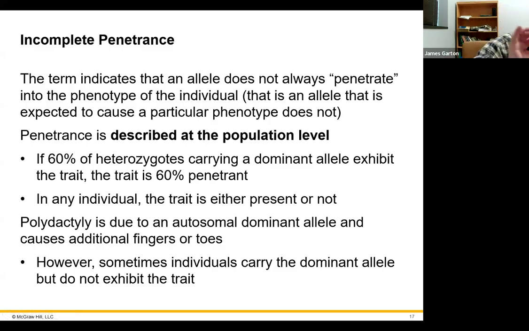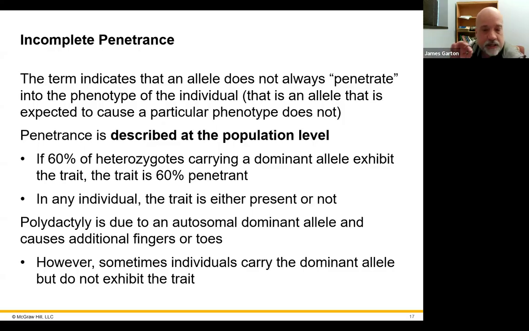And then you have incomplete penetrance. It's indicative that the allele doesn't always penetrate into the phenotype of the individual that has it. And you generally describe it at the level of the population. And so they say if 60% of the heterozygotes carrying a dominant allele exhibit the trait, then that trait is 60% penetrant. In any given individual, the trait will be there or not.